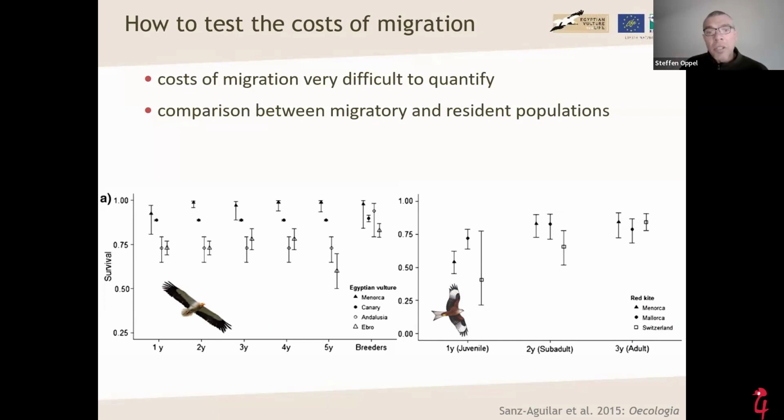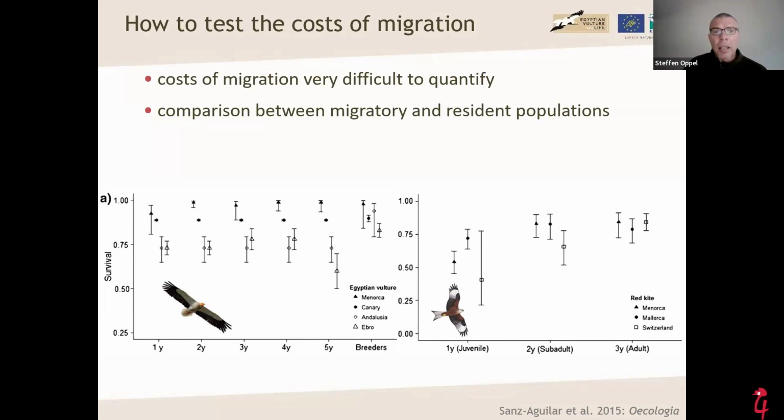The Egyptian vultures are resident on those islands. They don't migrate away from those islands. And compared the survival of those birds to the survival of birds from the same species from mainland Spain that migrate to Africa. And for the red kites, this was compared with red kites from Switzerland compared to the populations that are resident on islands in the Mediterranean.